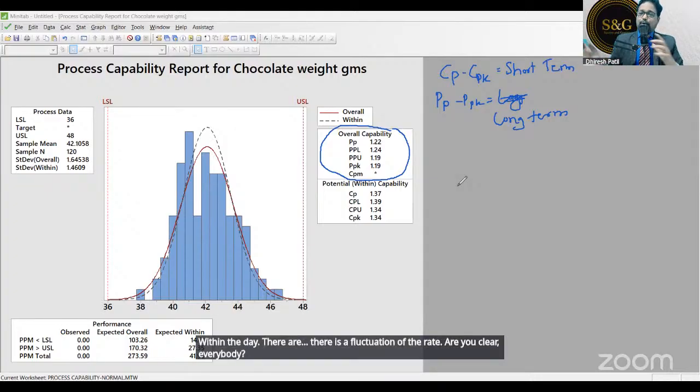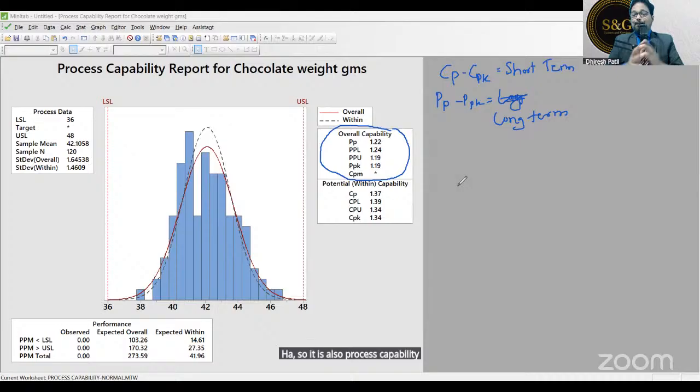So it is also process capability only, but it is for the long-term process capability. Okay. Same, the process capability, potential process capability long-term and process capability index long-term.